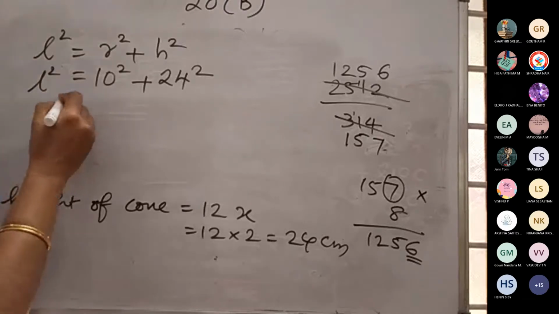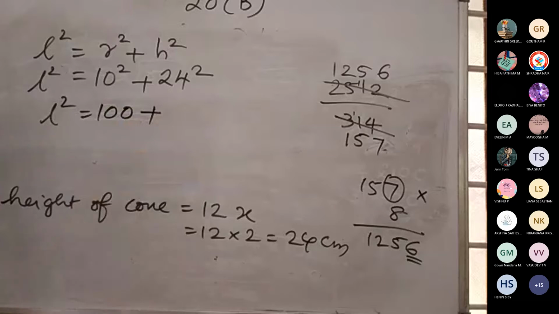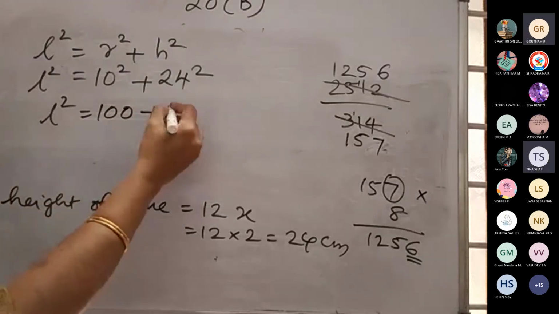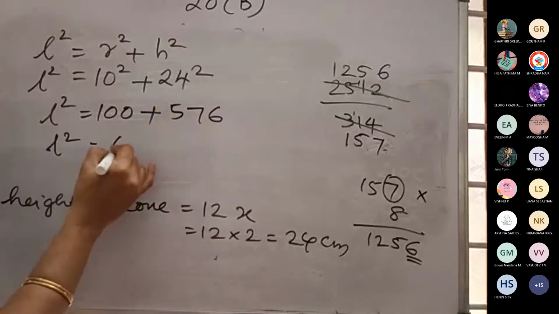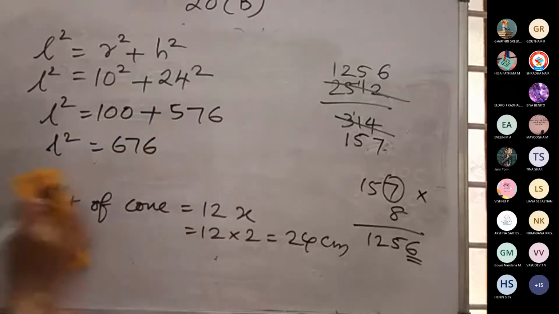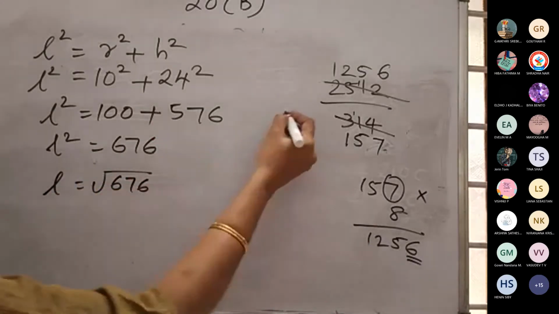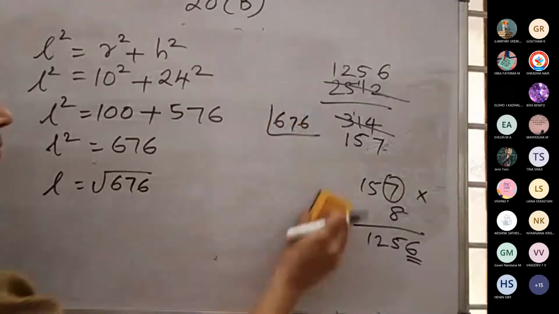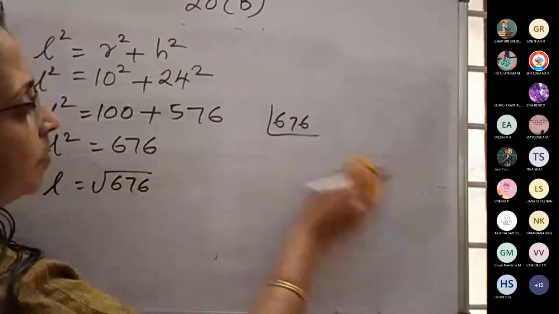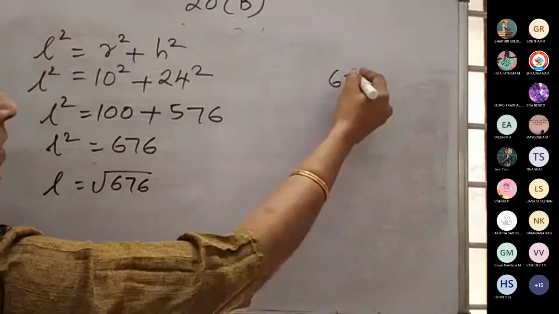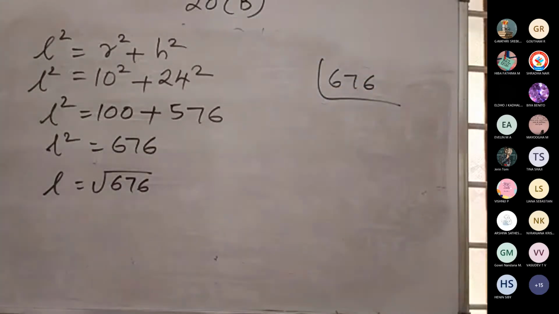Ten square 100 plus 24 square 576. So L square is equal to 676. So L will be root of 676. Which method you are applying? Prime factorization method, no? That is better. 676, which one is possible? Or if you know directly, no problem. You can do it.